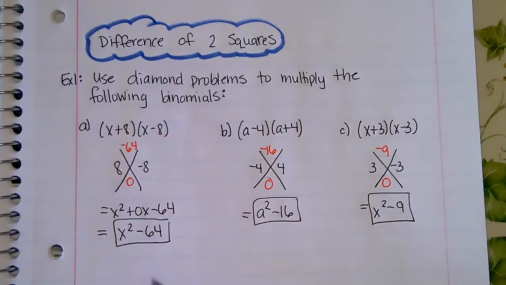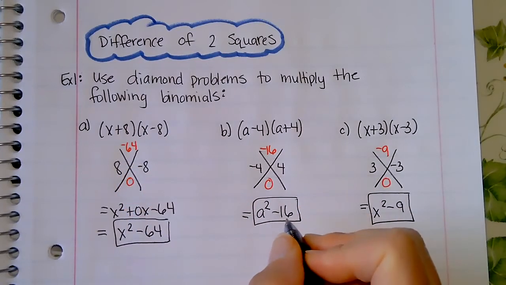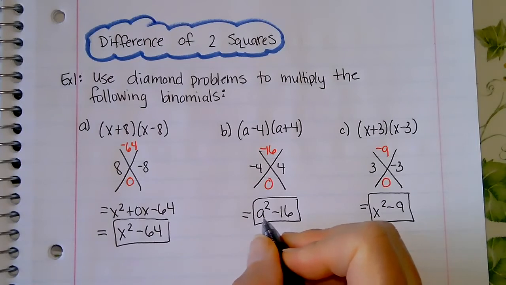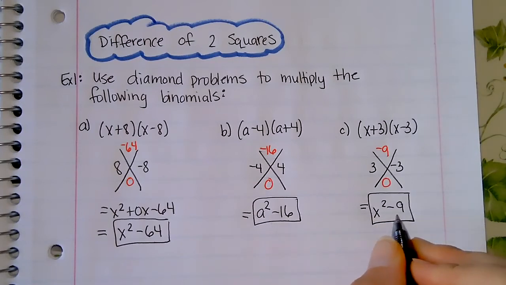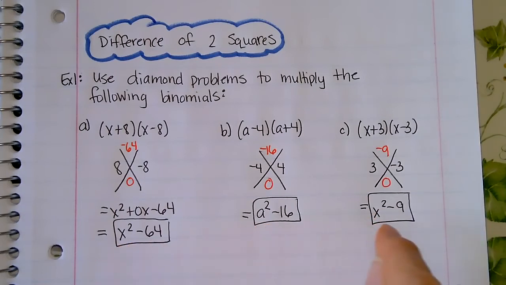We're subtracting two squares. Here, a squared minus 16. Again, a is being squared, and this was a 4 being squared. X was being squared, and then my 3 was being squared. So these are differences of two squares.